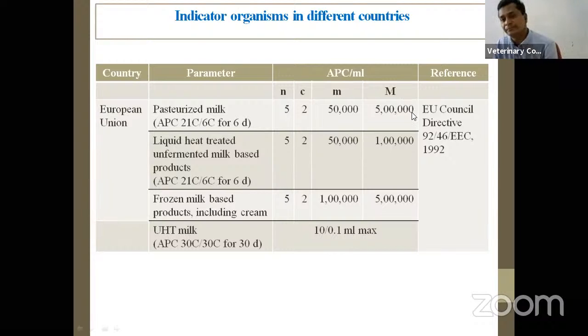Maximum in India was 50,000. If you just recollect, they have given up to 5 lakh. But the thing is, whatever these indicator organisms, you may ask one basic question: sir, why are they having higher limits than India? It should have been better, that lower one.